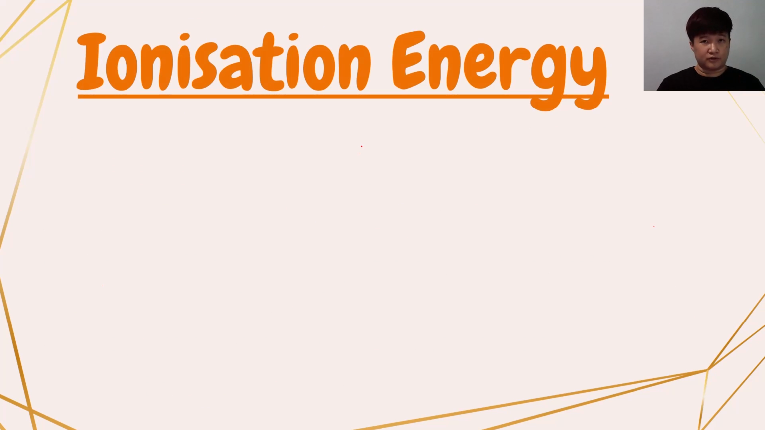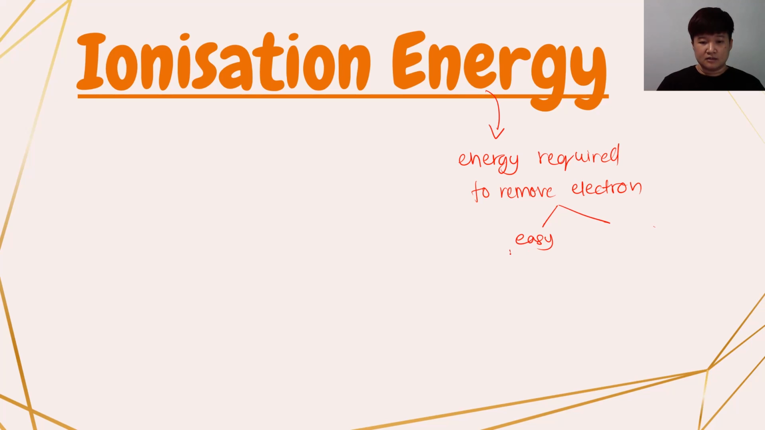As a conclusion, ionization energy is the energy required to remove an electron. And we have two conditions over here. If the electron is very easy to remove, it means you only need a very small amount of energy. Therefore, ionization energy is very low. But if the electron is very hard to remove, you need a lot of energy to remove the electron. Therefore, ionization energy is very high.